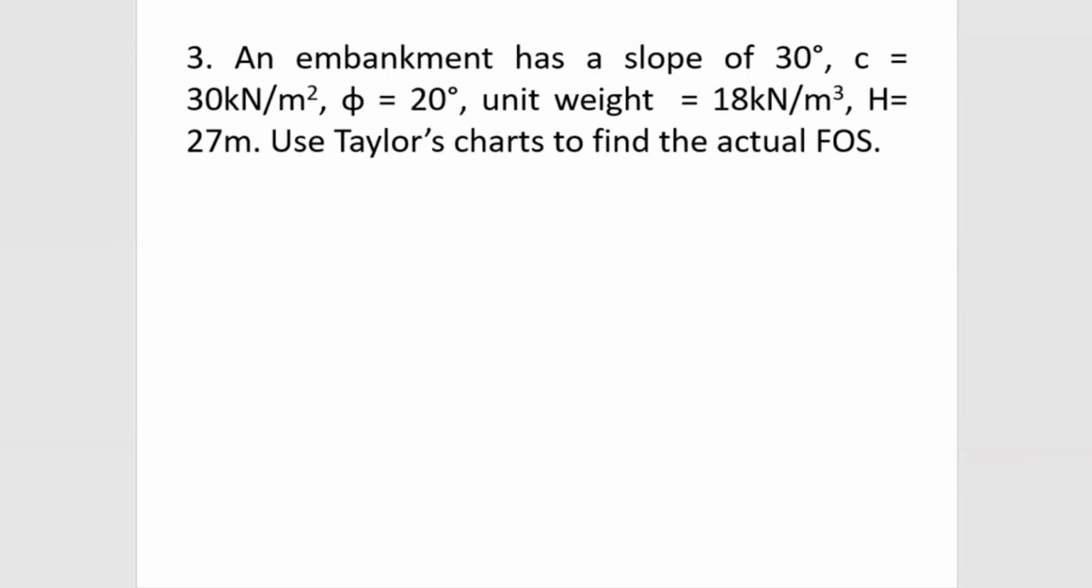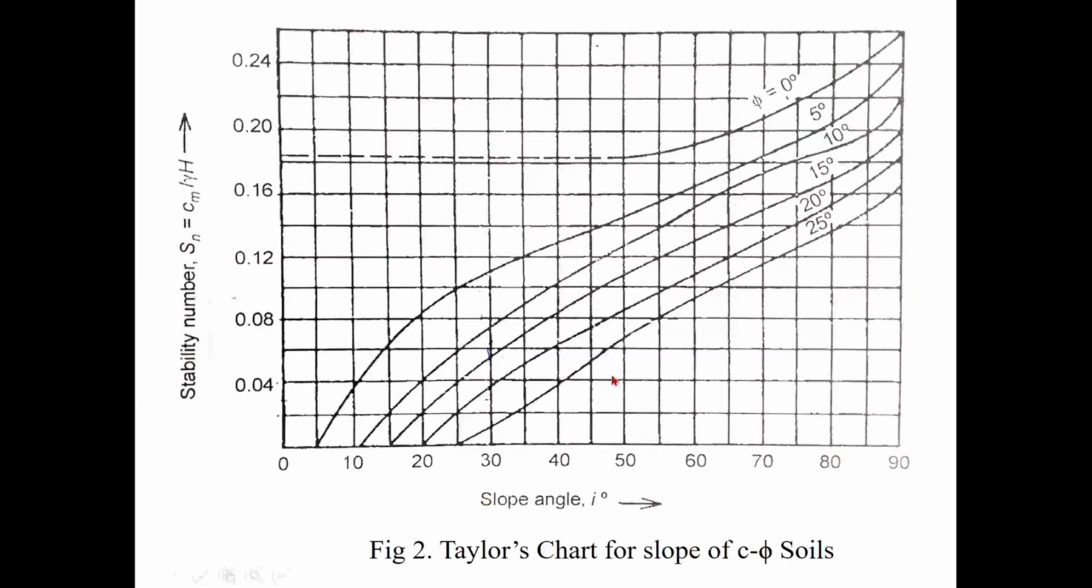Have you taken down the question? So we'll use this figure because it's a c-phi soil. The c is 30 and phi is 20 degrees, so it's a c-phi soil. So we are going to use this figure. 0.03 is the exact value. Right. So now for that, what is your Cm? 14.58. So what is the c of the soil? 30. Yeah. So is the slope safe?